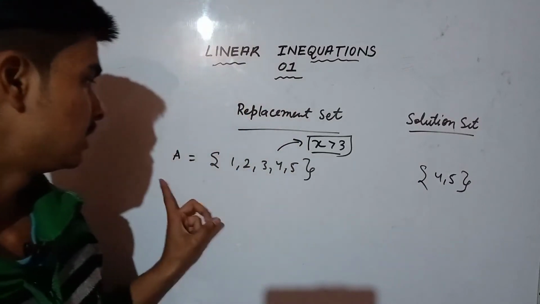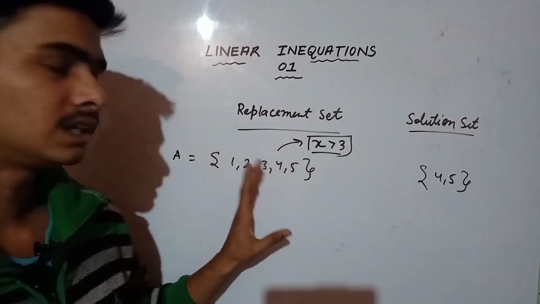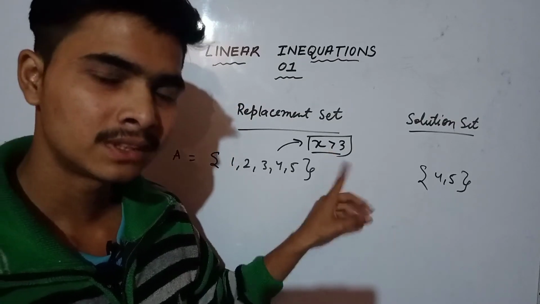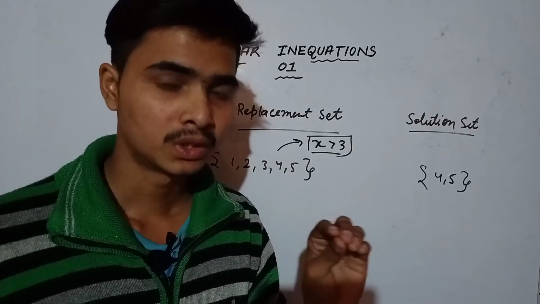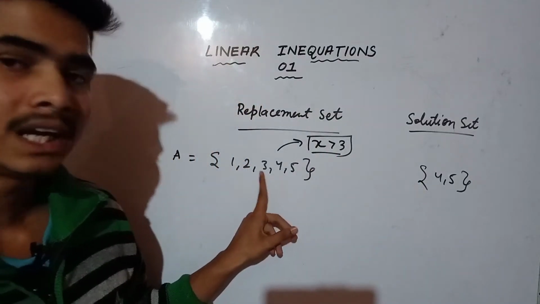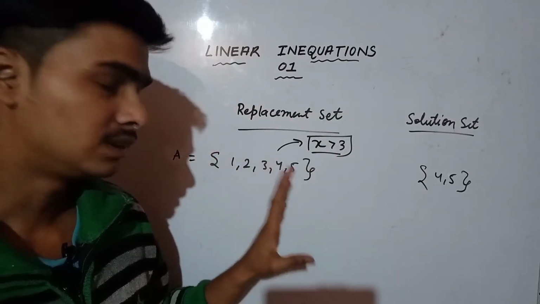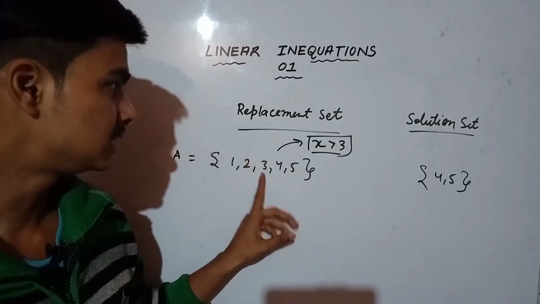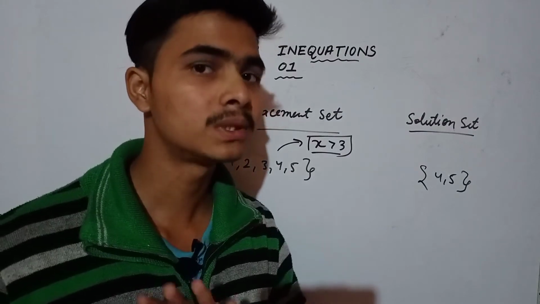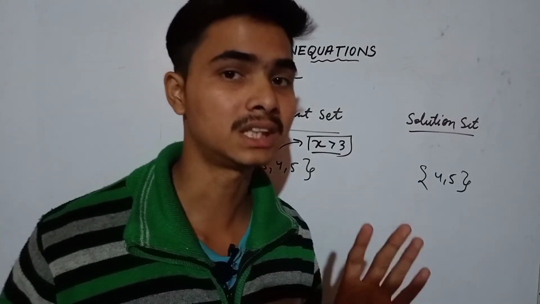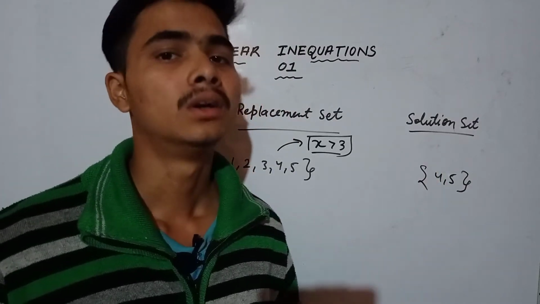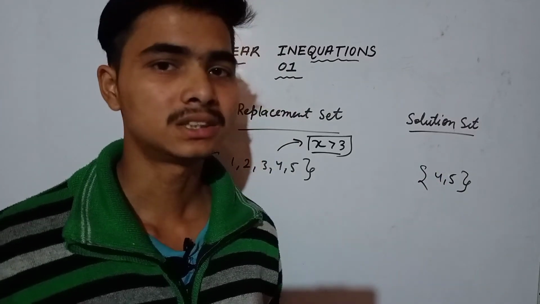So we had A, a set which contained some values, and our condition was given as x is greater than 3. So we need to choose from which set? This set, and hence the values have been chosen from this set. So this set is called the replacement set. In short, a replacement set is nothing but a set from which values have been chosen, and a solution set is whatever was the answer inside a set.